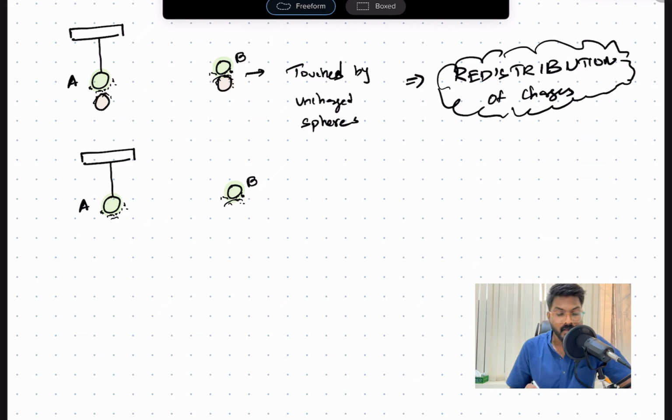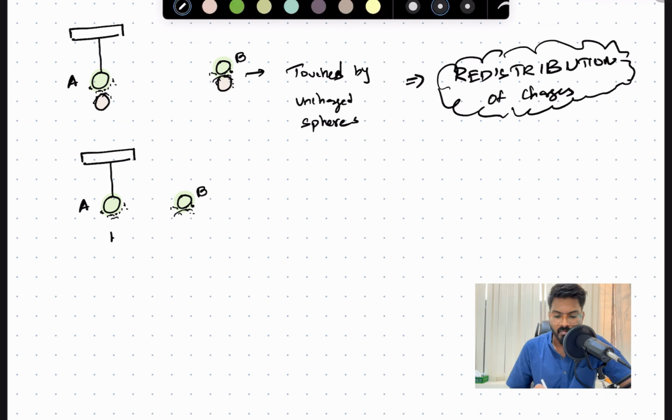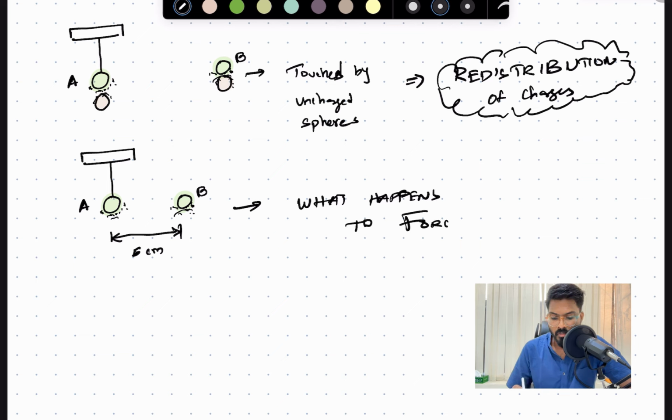Now I'm making another important change here. I'm moving this closer so that I have halved the distance. Earlier it was 10 centimeter, now it is 5 centimeter distance. The question is, what happens to the force?